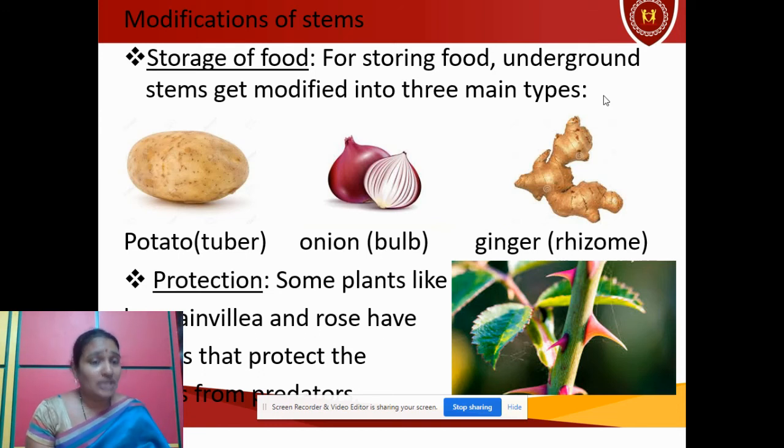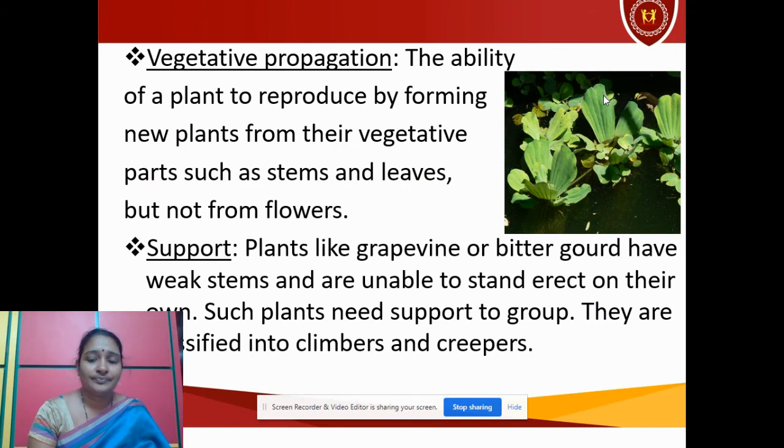One more example you can see is potato. At your homes also you will observe potatoes. When you leave a potato on the table without using it for nearly 8 to 10 days, you can observe small white color structures. Those white structures are called eyes. When that part of the potato is cut and sown in the soil, again you will get a potato plant. So these stems are even used for vegetative propagation. Okay, they have the capacity.